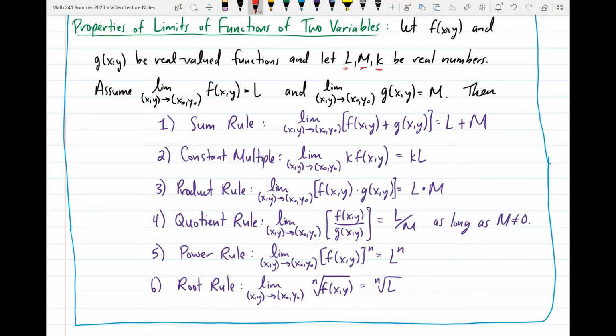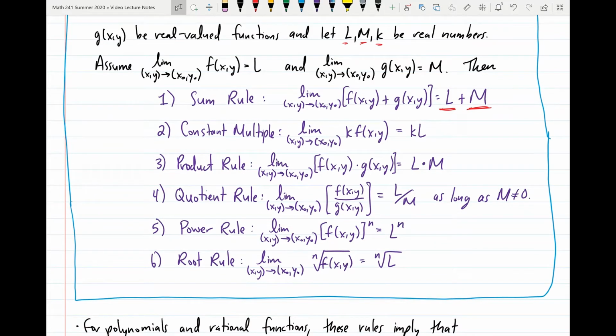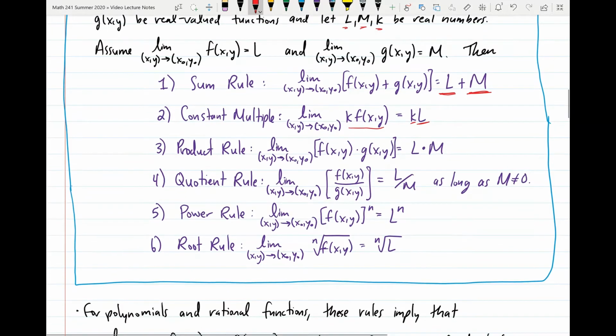So here we have the limit as xy goes to x naught y naught of f of xy plus g of xy is equal to the limit of f of xy, which is L, plus the limit of g of xy, which is M. This is called the sum rule. Okay, the second rule, the constant multiple rule. So if k is just any real number and I'm multiplying it by f of xy, then the limit as xy goes to x naught y naught of k times f of xy is equal to k times the limit of f of xy, so k times L.